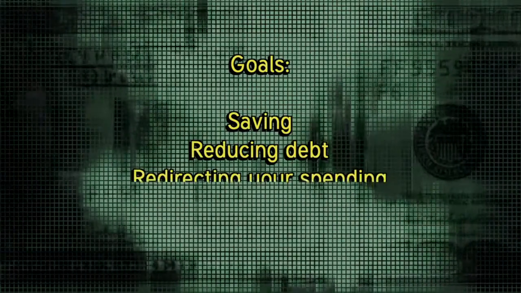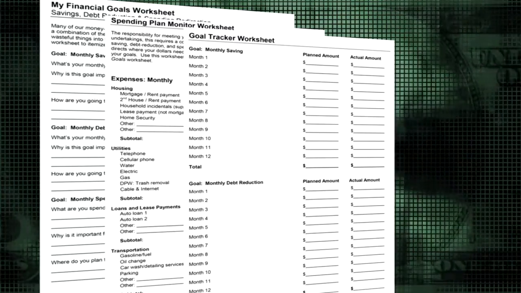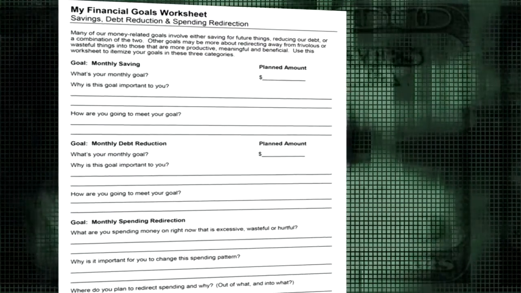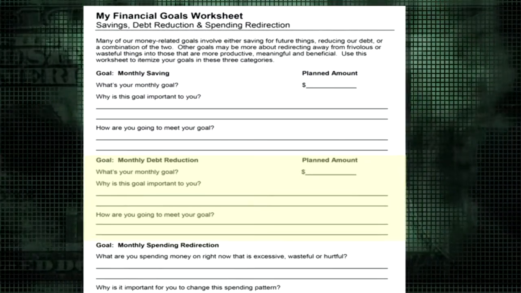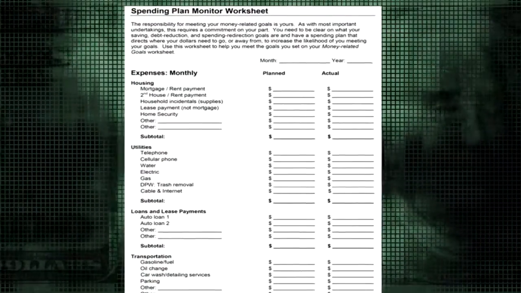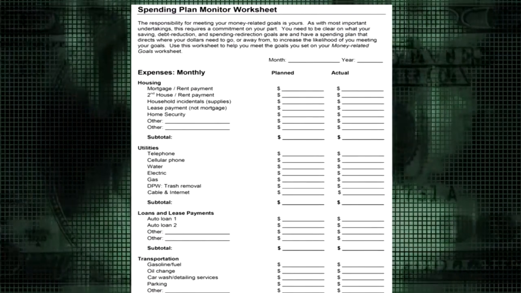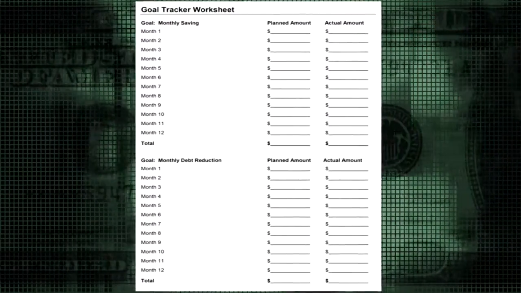As in Part 1, whether your goal is saving, reducing debt, redirecting your spending, or a combination of goals, you'll use three worksheets in the following sequence. You'll use the My Financial Goals worksheet to organize and itemize your goals in three categories: saving, reducing debt, and redirecting spending. The Spending Plan Monitor helps you implement and monitor the spending plan you develop to meet your financial goals on the My Financial Goals worksheet. Use the Goal Tracker worksheet to track your monthly progress towards meeting your goals.